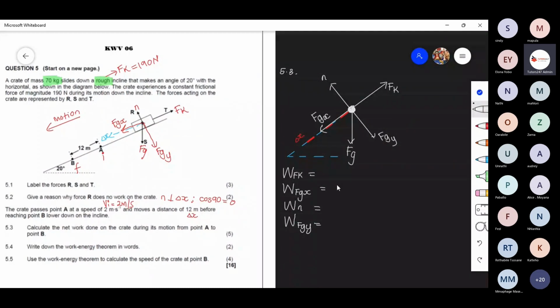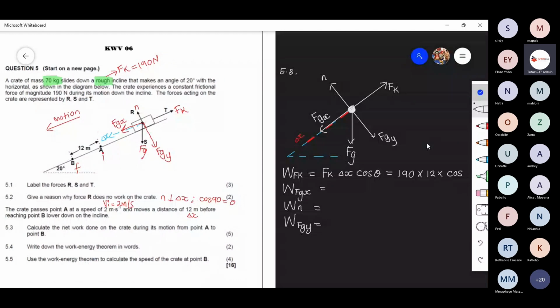So we know that our formula is going to be FK times displacement times cos of theta. Now, FK has a magnitude of 190 newtons that was given to us in the question, times displacement. What was our displacement? Our displacement was 12 meters. It was given to us here in the question, times cos of theta. Now, what is theta?